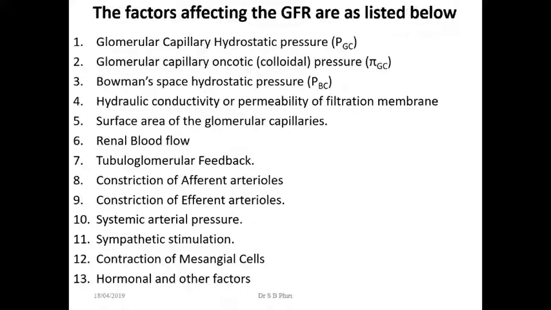Contraction of mesangial cells. These mesangial cells are modified smooth muscle cells associated with the glomeruli. So the contraction of mesangial cells can also have an effect on the glomerular filtration rate. If they are contracting or relaxing, that will have an effect. I'll explain in the next slide. Then we also have hormonal and other factors. There are other hormones that will have an effect on the glomerular filtration rate, like angiotensin 2. So the renin, angiotensin, aldosterone axis will have an effect on the glomerular filtration rate.